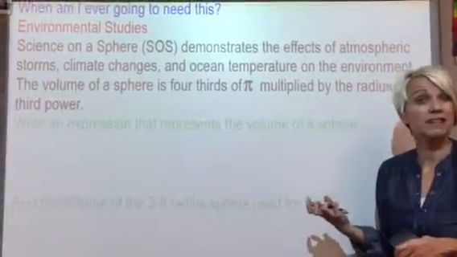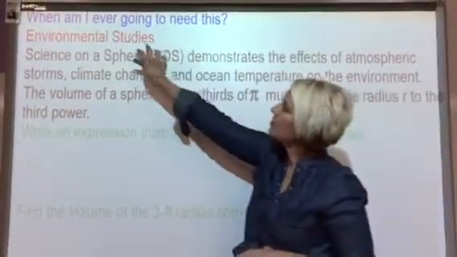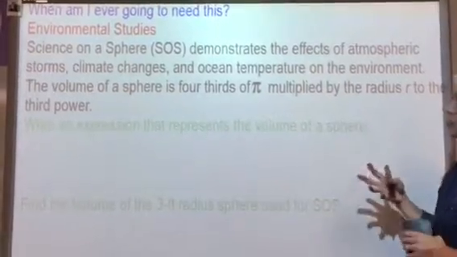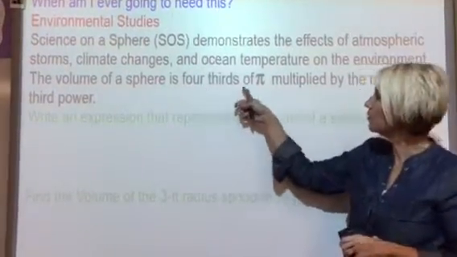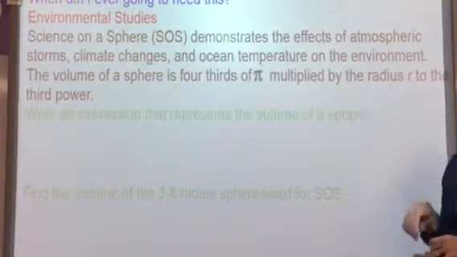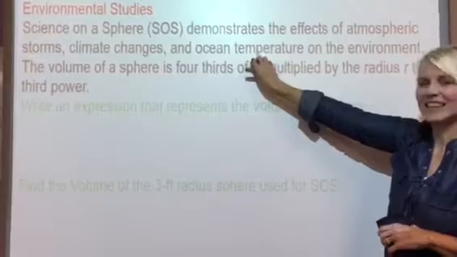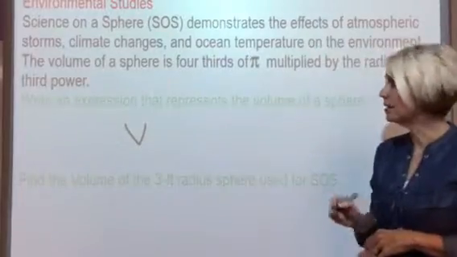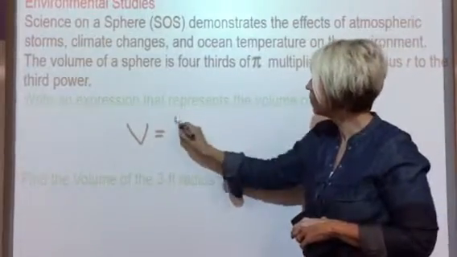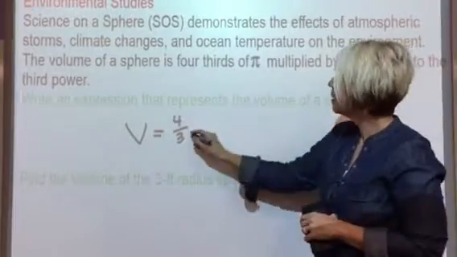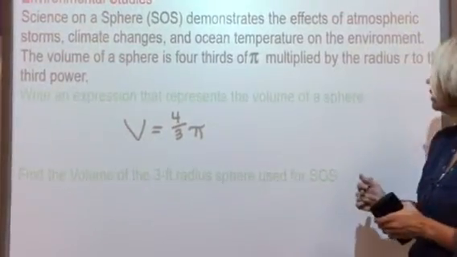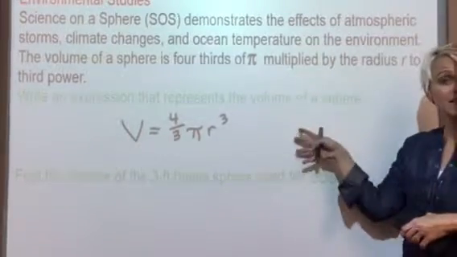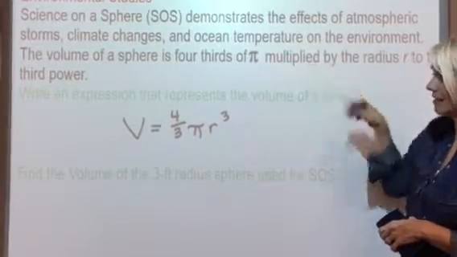The last thing we're going to talk about is a real-world example. In environmental studies, Science on a Sphere, SOS, demonstrates the effects of atmospheric storms, climate changes, ocean temperature on the environment. The volume of a sphere is 4/3 of pi multiplied by the radius r to the third power. So let's see if we can translate this verbal statement into an algebraic one. So volume is capital V, equals 4/3, the fraction 4/3, multiplied by pi, so you could just write pi after it, multiplied by the radius r to the third power.